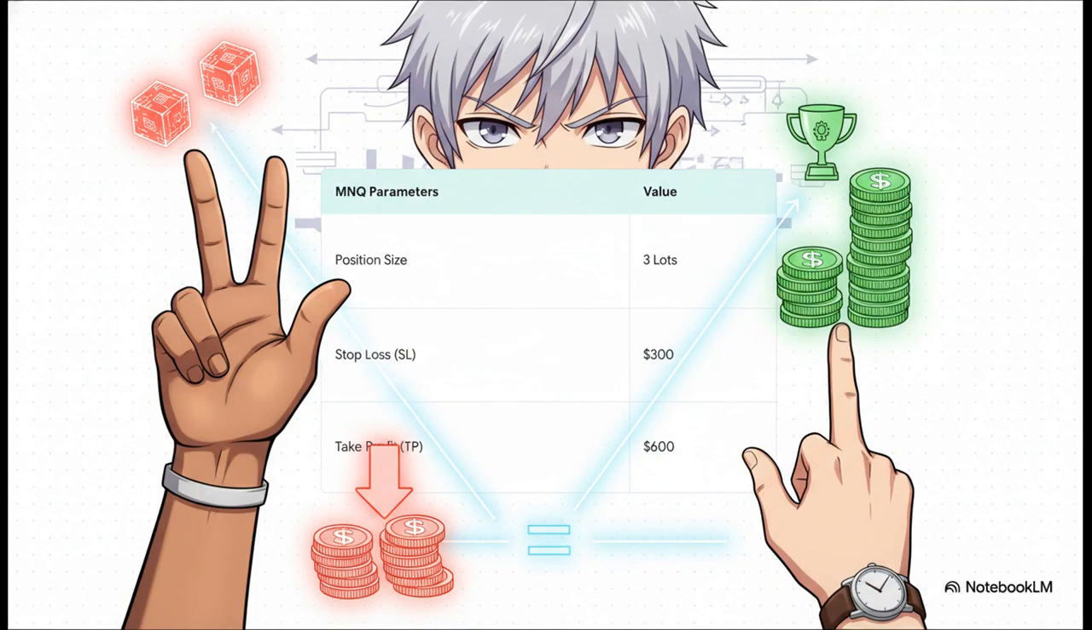So check this out. These are the core numbers for any NASDAQ trade in this plan. The position size is 3 lots. Think of lots as just a standard contract size. Now, for every single trade, the risk, our stop loss, is set at exactly $300. And the target, our take profit, is set at $600. You can already see the relationship there, can't you? The goal is to make double what you're risking.